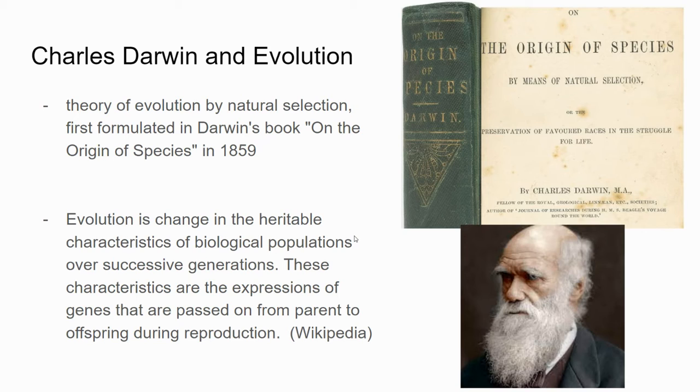Okay. Evolution basically is the change in heritable characteristics of biological populations over successive generations. This is the Wikipedia definition here. These characteristics are the expressions of genes that are passed from one parent to offspring during reproduction. It's basically as species reproduce and go from one generation to the next, their genetic makeup is slightly changing. And there's a lot of factors that create those changes.